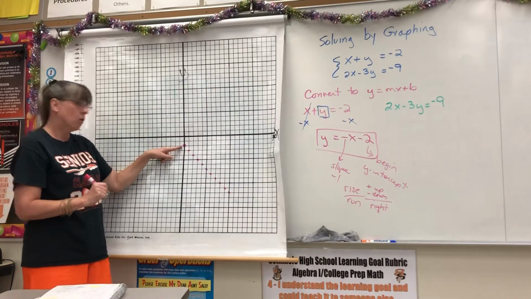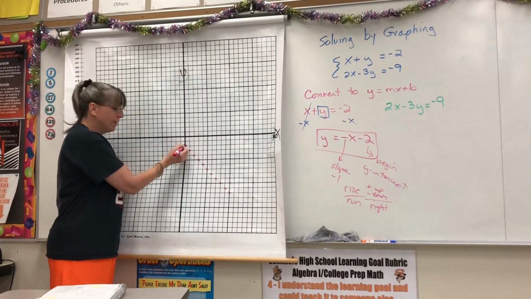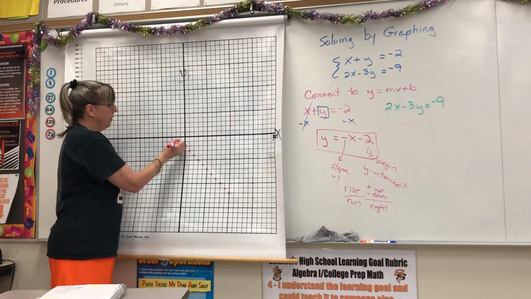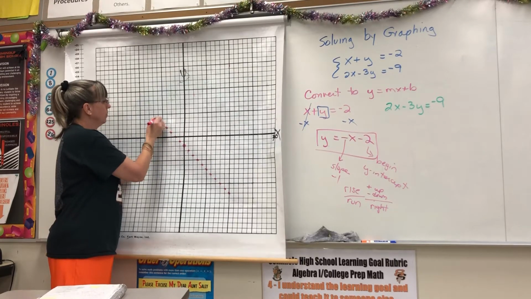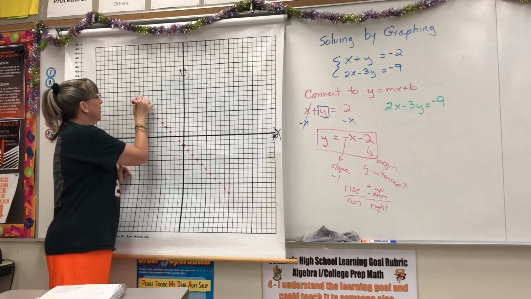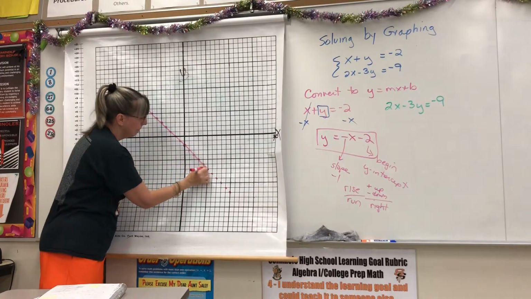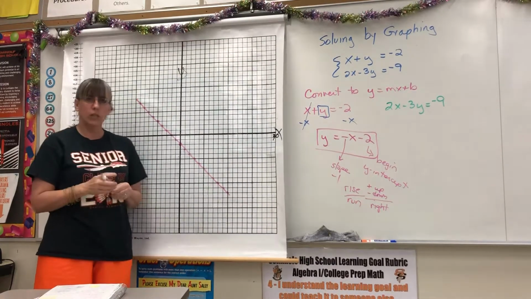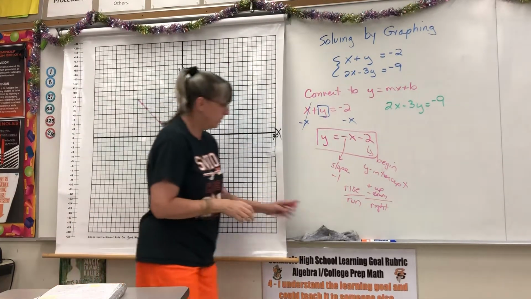And then go all the way back. The opposite of down and right is up and left. Connect your dots. That's your first line. Okay, let's go to the second line.